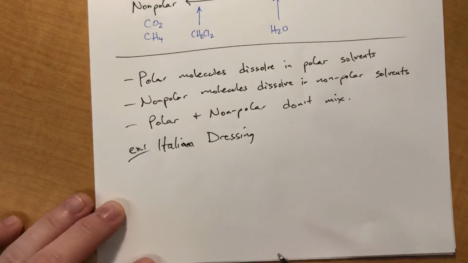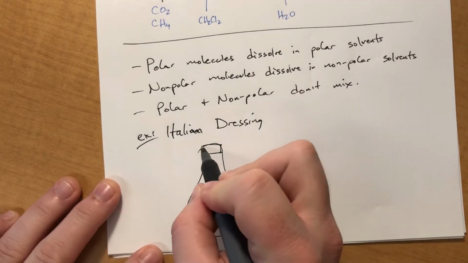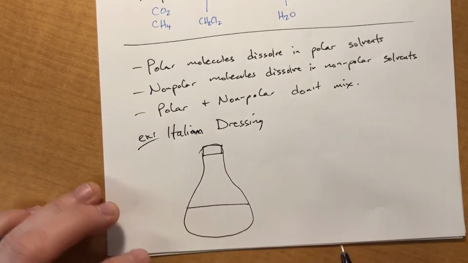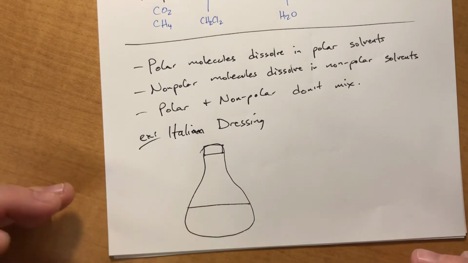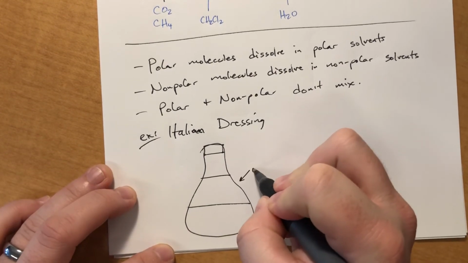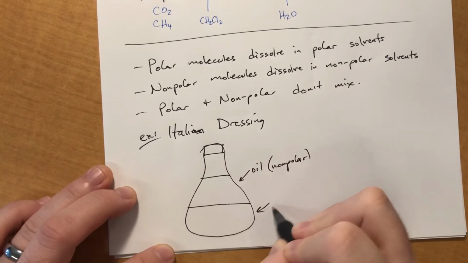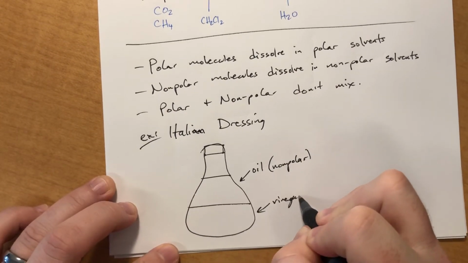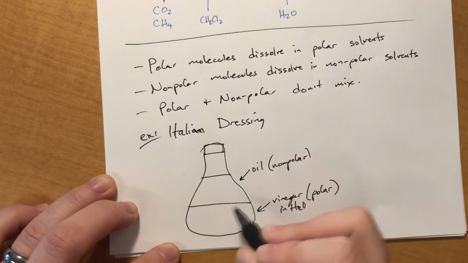For anybody who doesn't know what Italian dressing is, the bottles typically come in this shape at the store, with a little screw top lid. What it is, if I remember correctly, is vinegar and olive oil with a bunch of spices in it. And what you end up with is two layers. This is the oil layer, which is non-polar. And this is the vinegar layer, which is basically dissolved in water. So vinegar in water, which is polar. And then there's various spices and stuff.